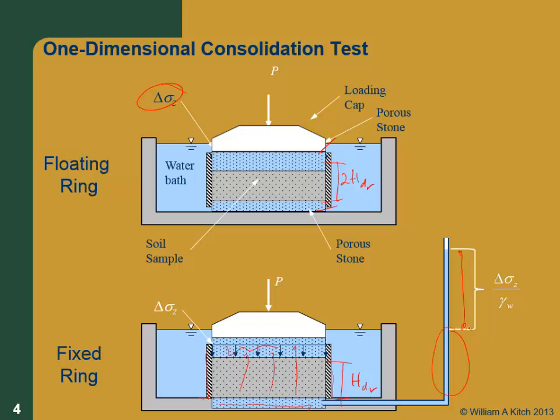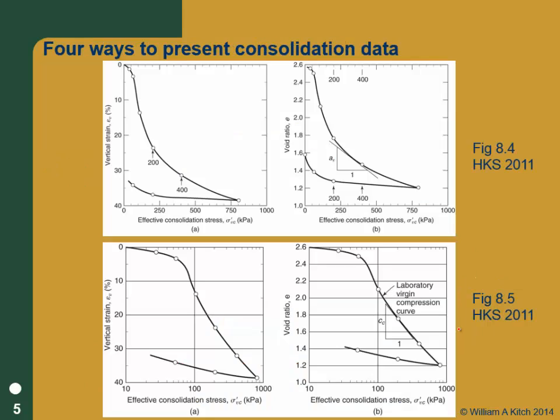And then what happens over time? Yeah, so the sample is going to settle, but it's only going to settle because the pore pressure is decreasing, right? And so what's happening here is I'm transferring stress from the pore pressure to the soil skeleton, and that's why the soil skeleton compresses. So that's the basic consolidation test.